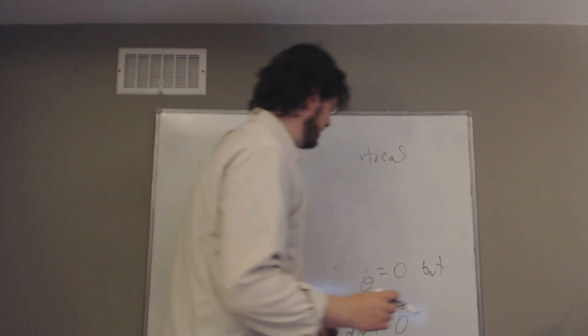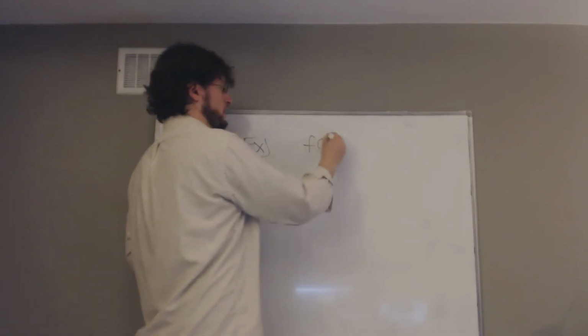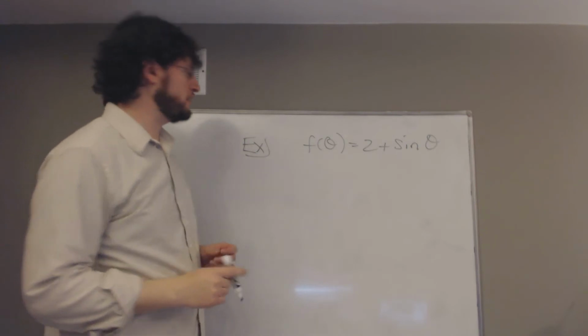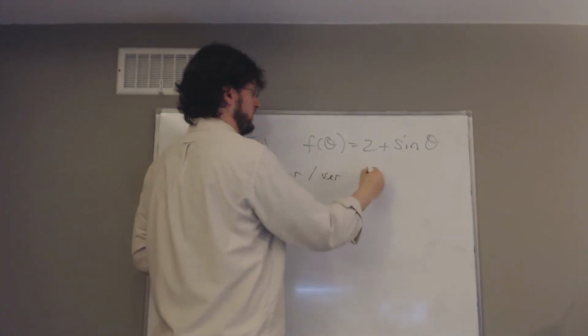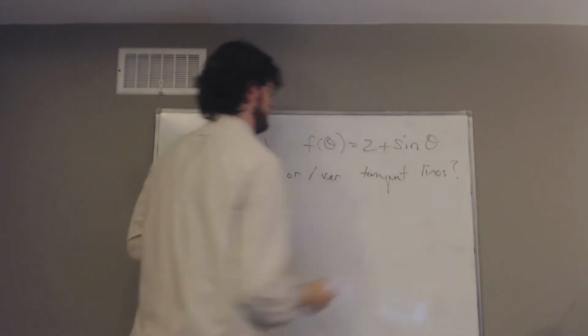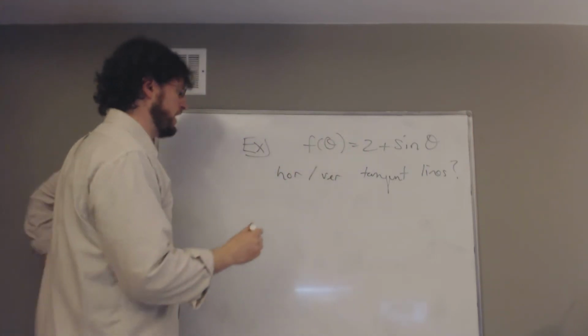So let's just apply these in our favorite example. So let's look at the polar function 2 plus sine theta. F of theta is 2 plus sine theta, and say, when does it have horizontal or vertical tangent lines? So we need to look at the numerator and the denominator in dy over dx.